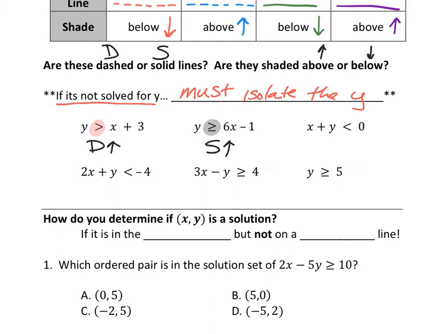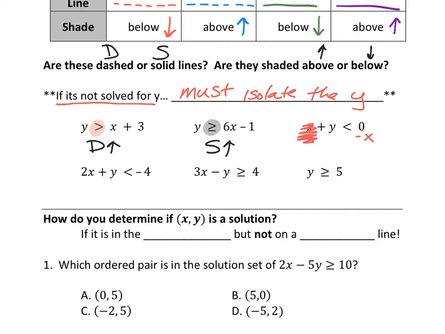Now let's look at this third one. Is the y by itself? No. So we have to solve it for y, but no big deal. We've been practicing that. So if I wanted to solve this inequality for y, what would I have to move first? The x. It would just be a negative x because it's just negative 1x. Okay, so she's saying you move the x from one side to the other.